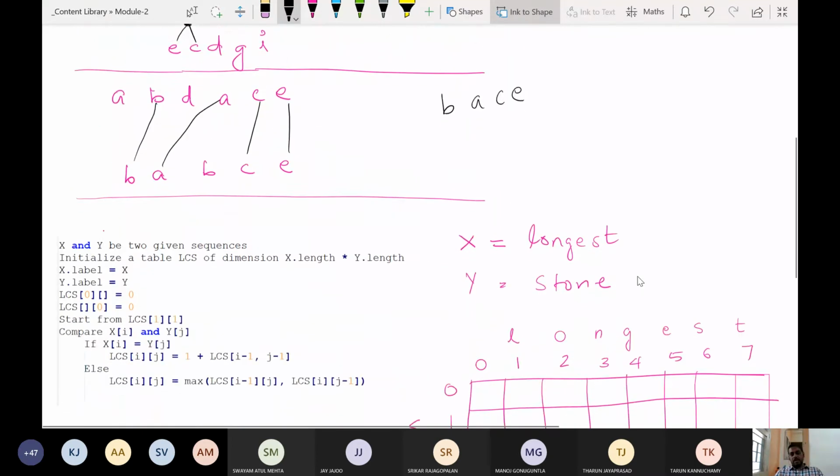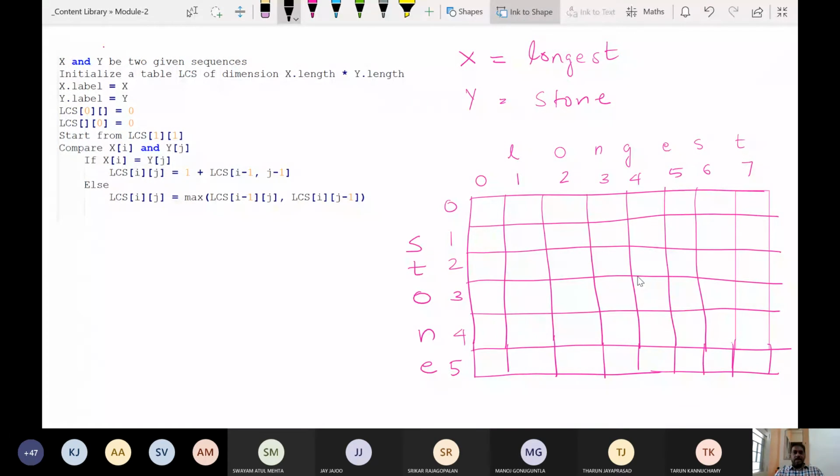Now I think you understood the concept. This is very easy with pen and paper, but how will you write a program? For that, we have to use dynamic programming. Programming here means tabulation, so we are using tabulation, and this is the table that we have. First, we write the strings like this: longest is written on the top, the x-axis, and stone is written on the y-axis, or you can write it horizontally or vertically, whichever way. And the first row and first column should be initialized to zeros.